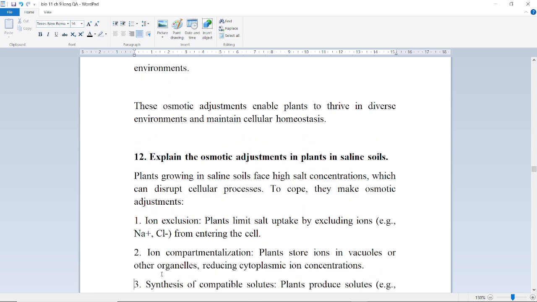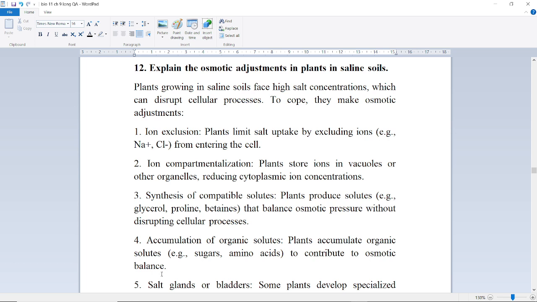Next question is: explain the osmotic adjustment in plants in saline soil. Plants growing in saline soil face high salt concentration, which can disrupt cellular processes. To cope, they make osmotic adjustments.